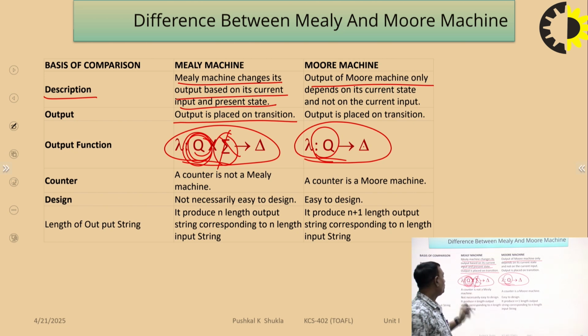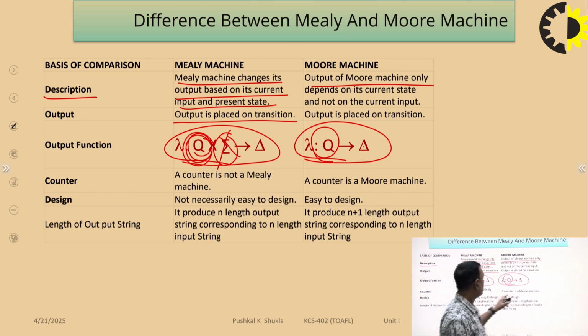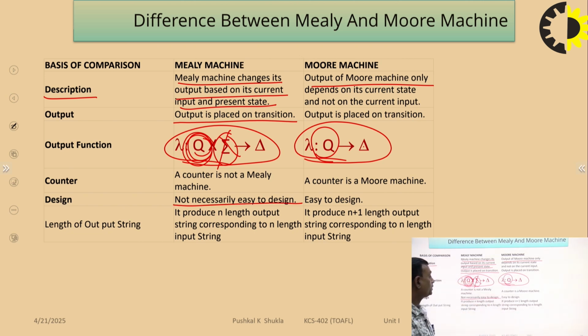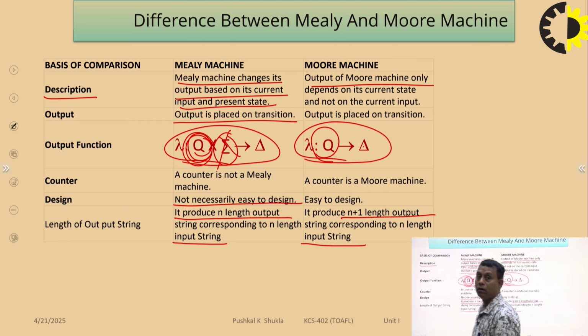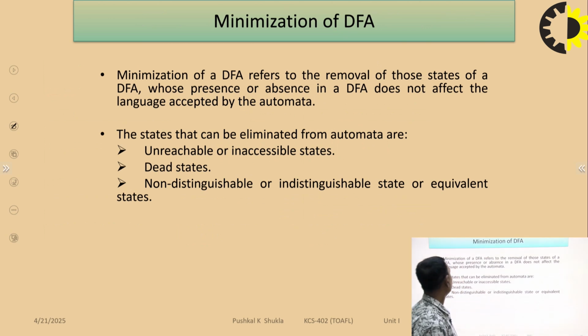A counter is not a Mealy machine. A counter is a Moore machine. A Mealy machine is not necessarily easy to design, and a Moore machine is easy to design. A Mealy machine produces n length output strings corresponding to the n length input string. But in the case of a Moore machine, it produces n plus 1 length output strings corresponding to the n length input string. So this is the difference between the Mealy machine and the Moore machine.